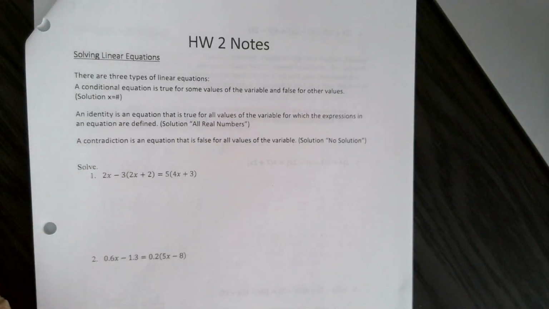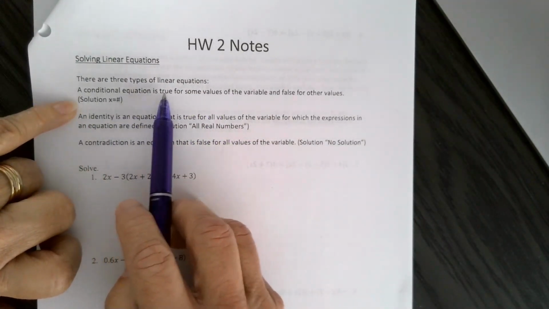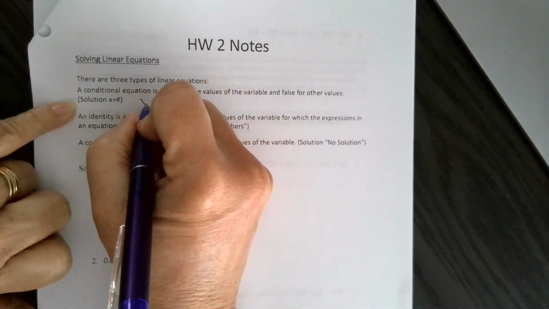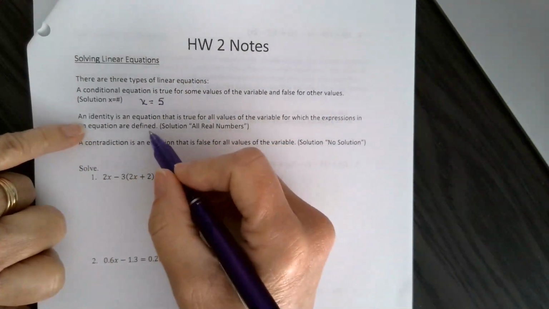Homework 2, solving linear equations. There are three types of linear equations. The conditional equation is true for some value. That means you have an x equals 5. Okay. Then you have an identity.